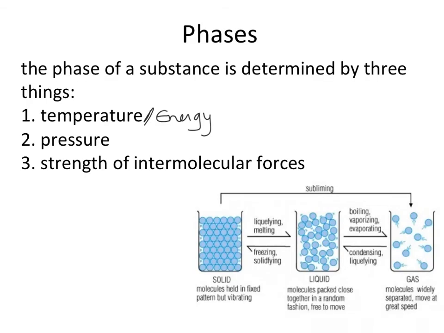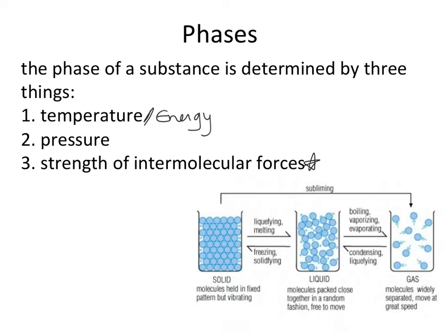So we're going to take a look at the things that affect the phases of matter. The phase of a specific substance is going to be determined by multiple things. We've been talking at length about intermolecular forces, but temperature and energy, as well as pressure, also affect what phase you are actually going to be in.